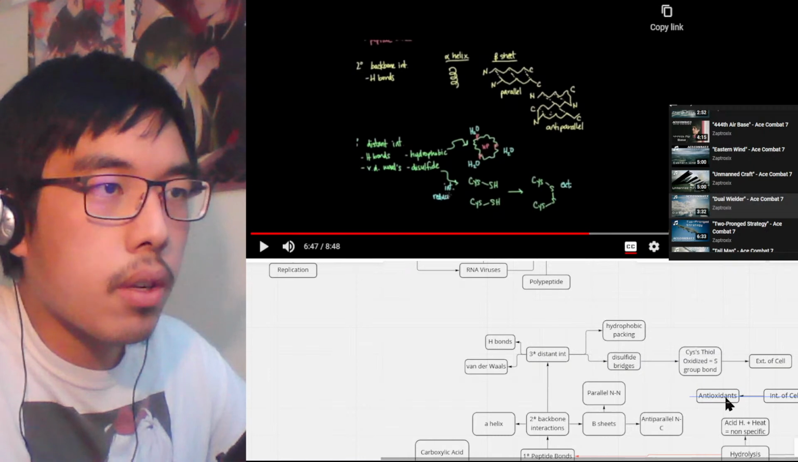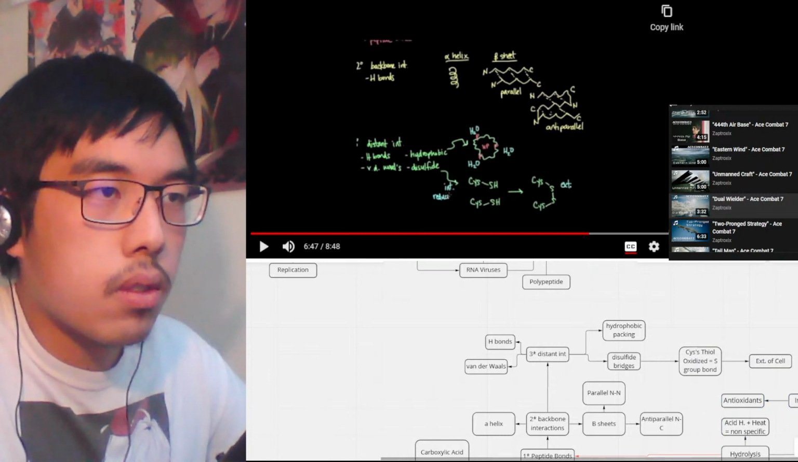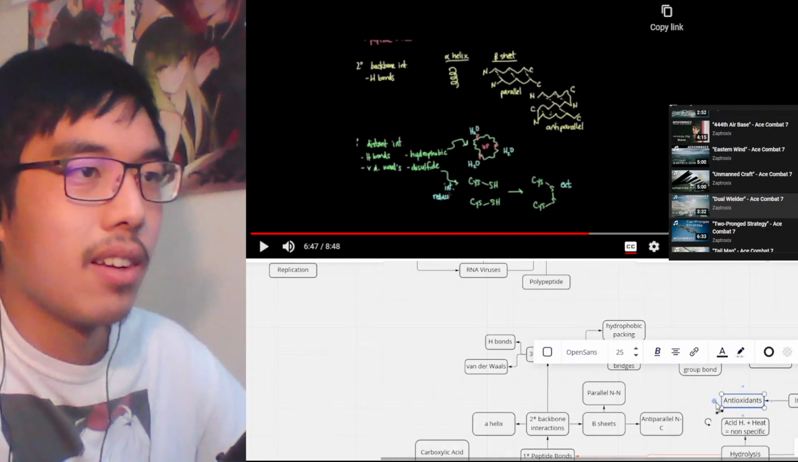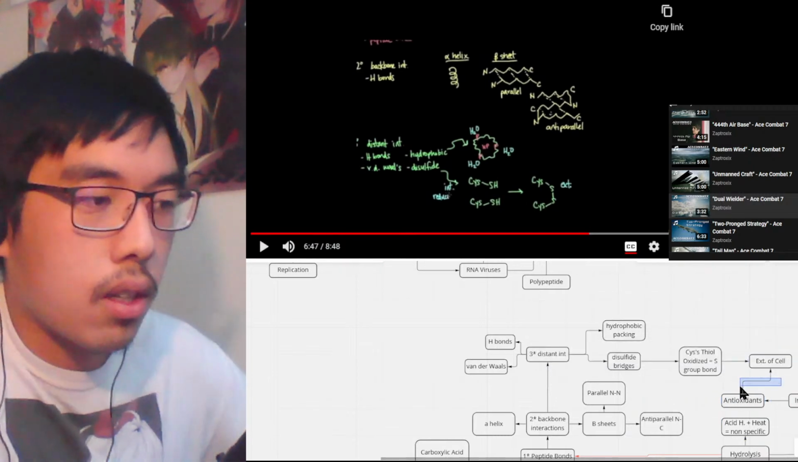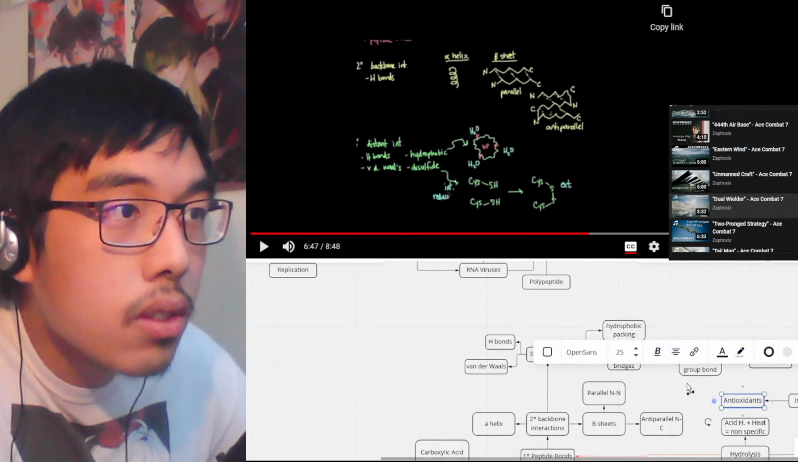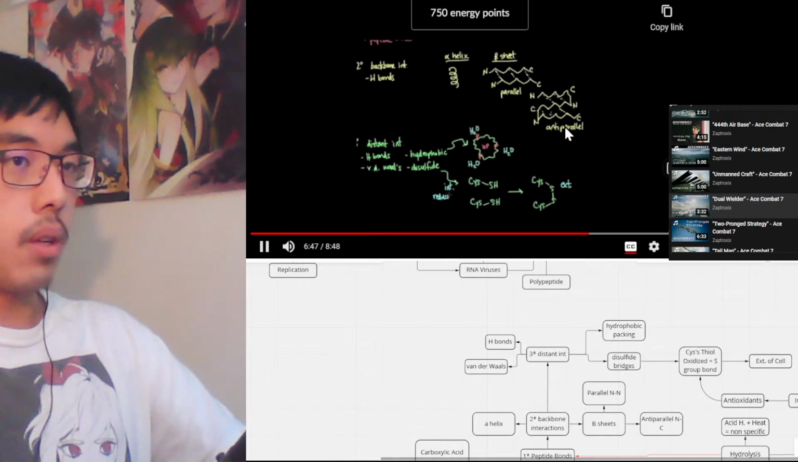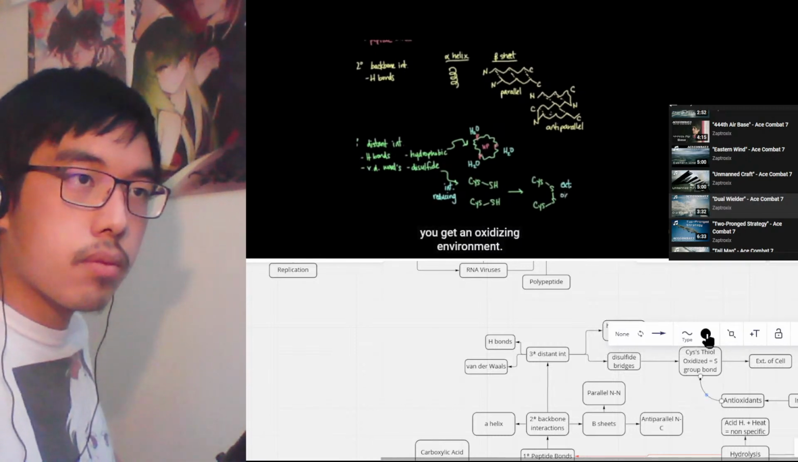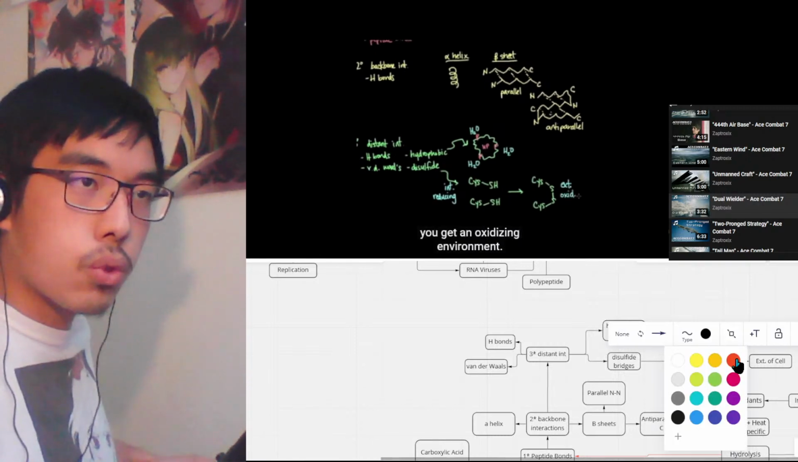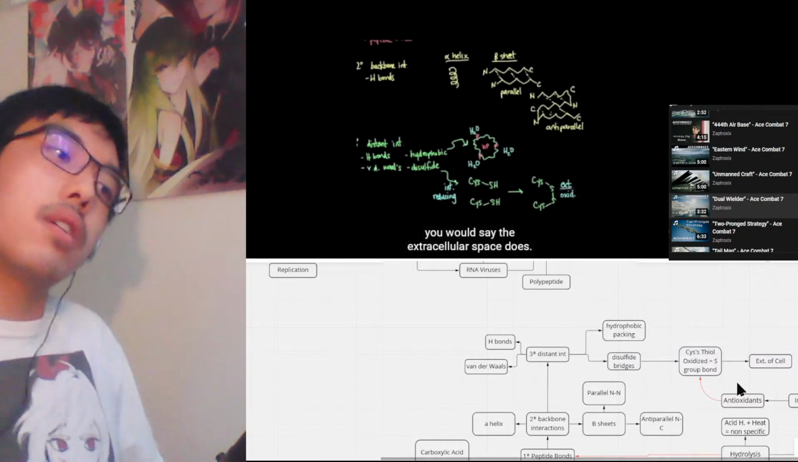I like how I've never heard about this before, and this is like the first time I've ever had to think about antioxidants in academic work. And yet, for some reason, I know what they do, because they are literally called antioxidants. Amazing. Science. If only the rest of science were this good about naming conventions. Oh well. And since the exterior of a cell lacks these antioxidants, you get an oxidizing environment. So if I were to ask you which environment favors the formation of disulfide bridges, you would say the extracellular space does.